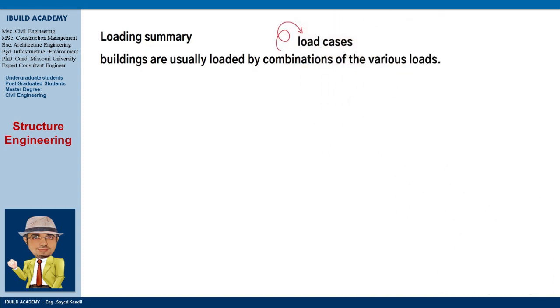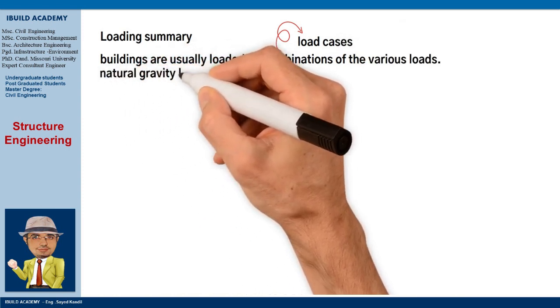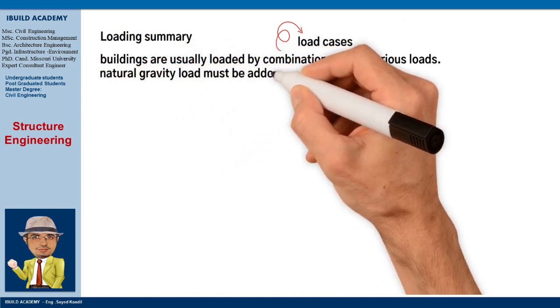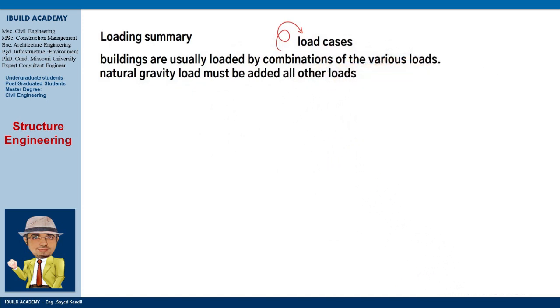As the building must carry any combination, it is usual to consider a range of combinations called load cases. The only load case that will always be present is the natural gravity load. That is the effect of gravity on the building construction, and to this load must be added all other loads. All the other loads that have been identified may or may not be acting at any particular time. Therefore, an almost endless variety of load combinations may act.